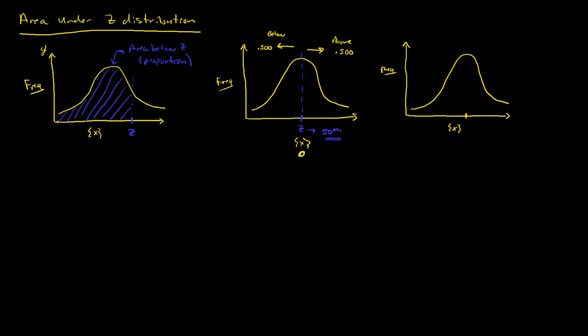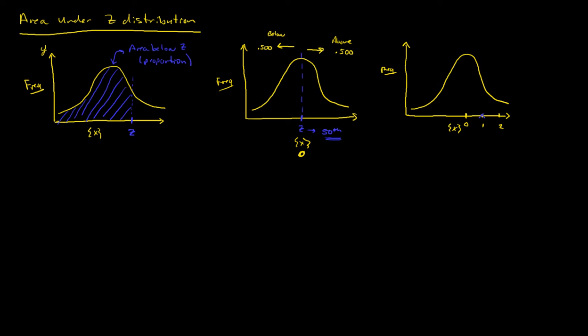Let's just say now we're going to get a z-score. Let me label this a little bit better. Let's say that this is 0. Let's say that this is +1, +2. So let's say that we get a raw score that equates to a z-score of 1. So it's going to be right here.